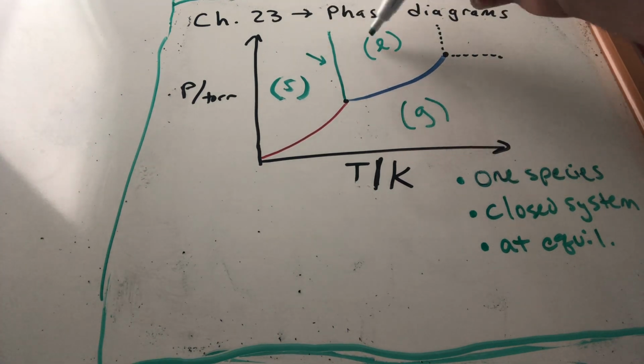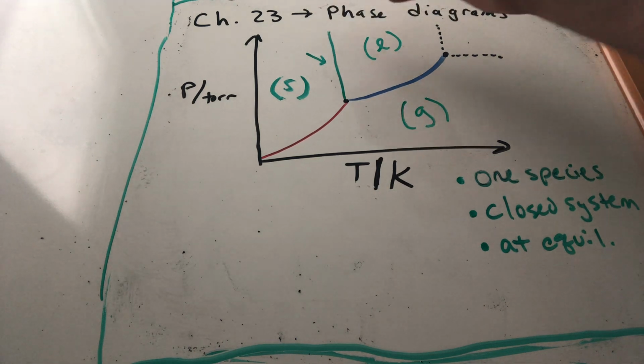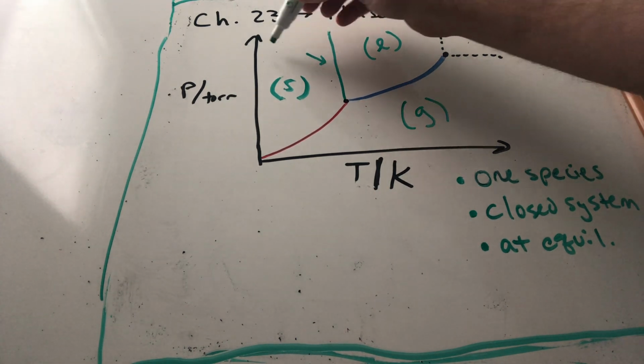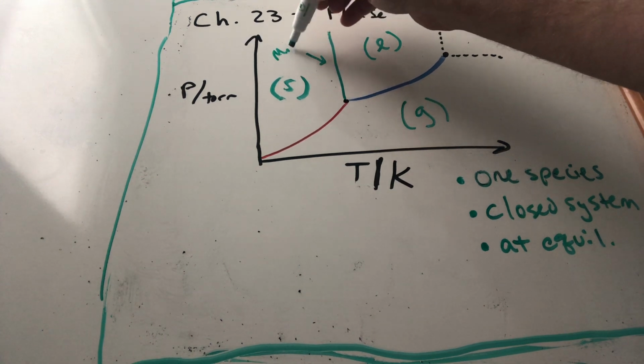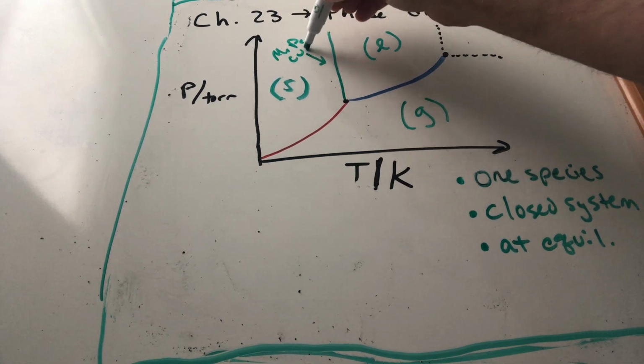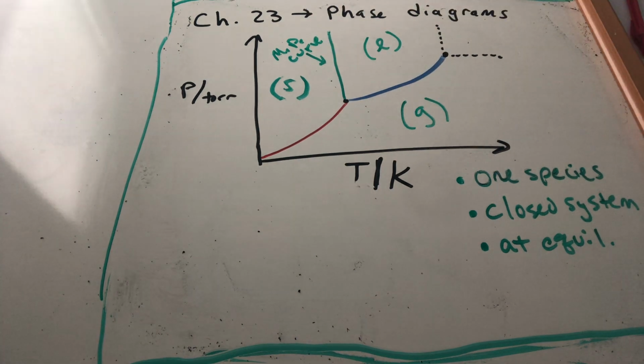This is where we're going to have a solid and liquid coexist with each other. So this is the solid-liquid coexistence region, right? Now, what we might call this is our melting point curve, and we'll talk about that in a bit. But think of it now as where solid and liquid can coexist.